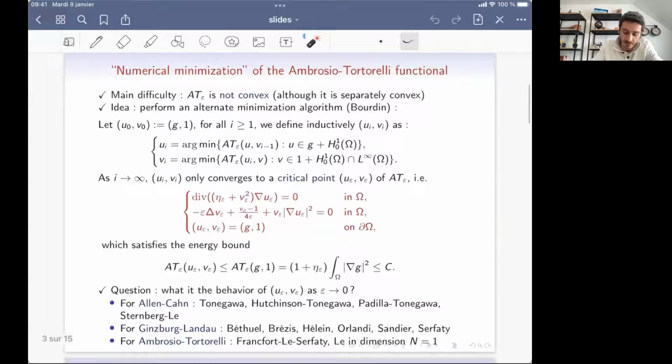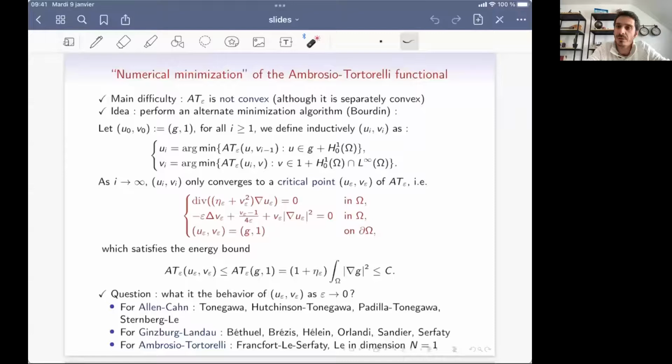And I should say that there is additional information which comes from this alternate minimization algorithm: you get a uniform bound on the Ambrosio-Tortorelli functional. So the Ambrosio-Tortorelli energy of such a critical point is uniformly bounded with respect to epsilon. Okay, so the question is to understand the asymptotic behavior of such a critical point under an energy bound like that. This is of course related to many other problems where a phase field approximation can be obtained.